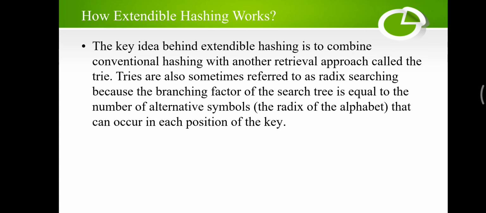Radix searching is used for big searches. It's not limited to 10 values or 20 values; we use radix search for more than 100 values, for example. It's a more efficient searching method, because the branching factor of the search tree is equal to the number of alternative symbols, the radix of the alphabet that can occur in each position in the key.